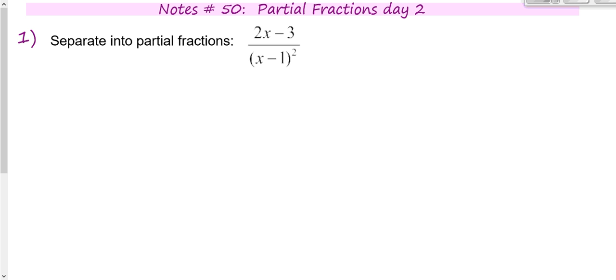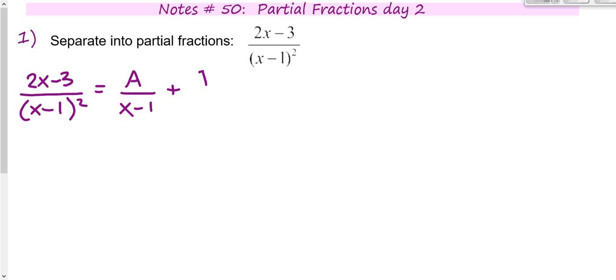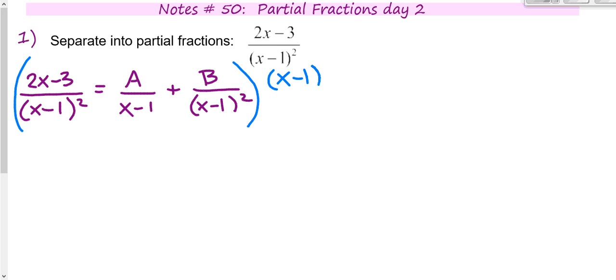So according to what we just went over, we're going to separate this into one fraction with a denominator of x minus 1, so A over x minus 1, and then another fraction with a denominator of x minus 1 quantity squared, so B over x minus 1 quantity squared. Here we have our equation. We're going to multiply both sides by the least common multiple of the denominators, so we're going to multiply both sides by x minus 1 quantity squared.